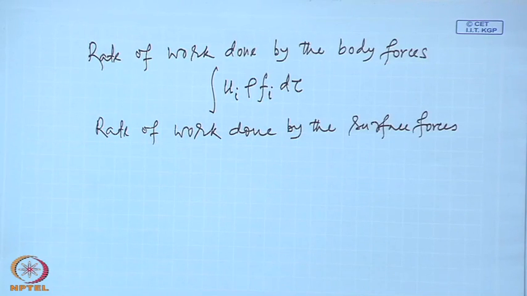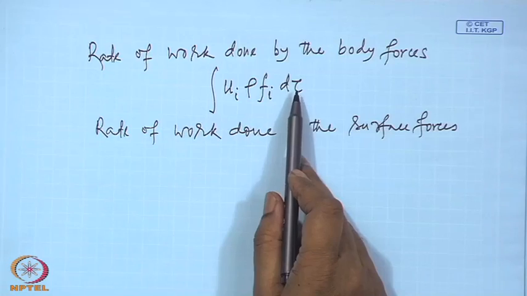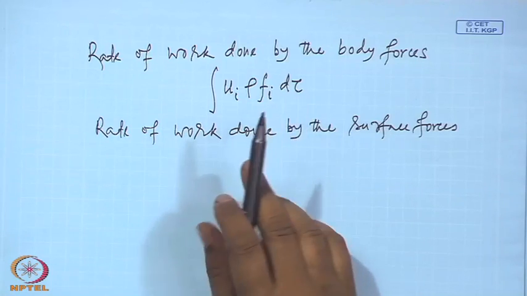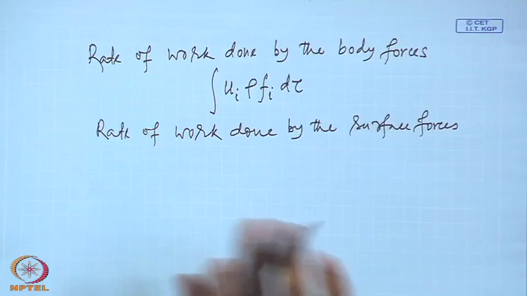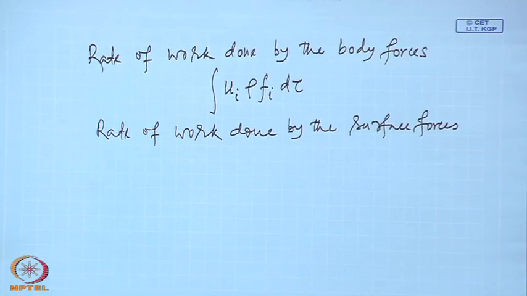How much is the total surface force? If the surface bounding this element is d tau, delta s as we are writing, then the total surface force is, as before, sigma_ij n_j ds, and again a scalar product with the velocity.